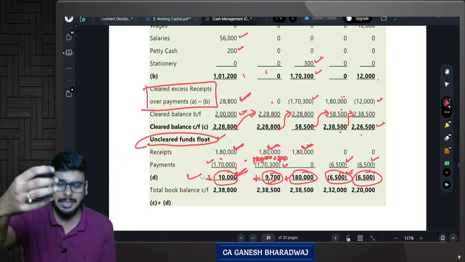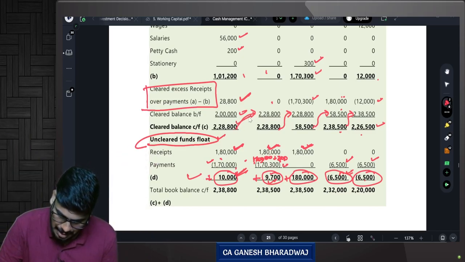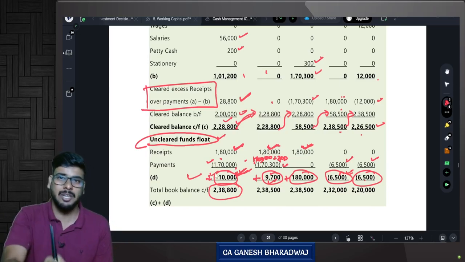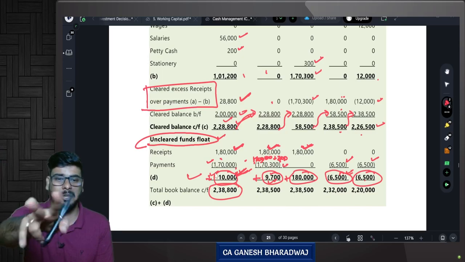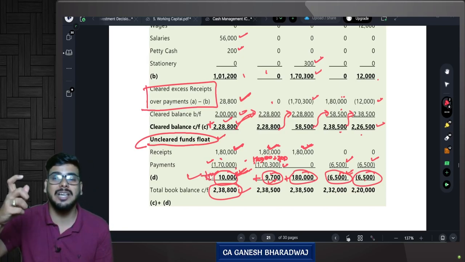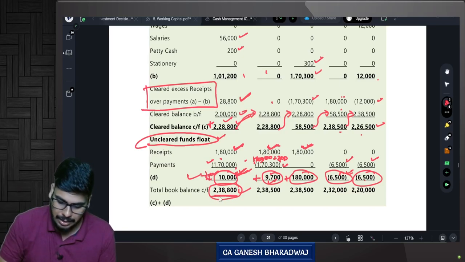This is similar to the BRS that we do. So the clear funds plus the uncleared funds gives you the total book balance. So 2,28,800 is the actual balance that I have in my account, plus 10,000 rupees. I know that I will be receiving it in the next 1 or 2 days, because of my clearing difference and all. So the total book balance is this cleared balance plus my uncleared fund float. It's going to be 2,38,800.